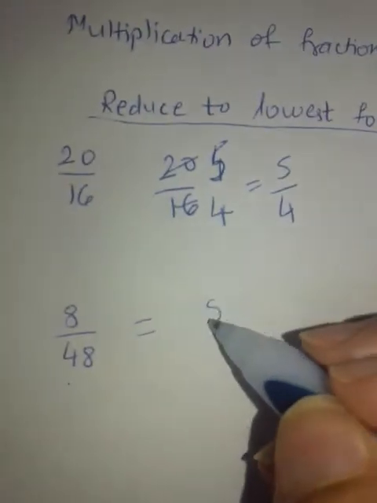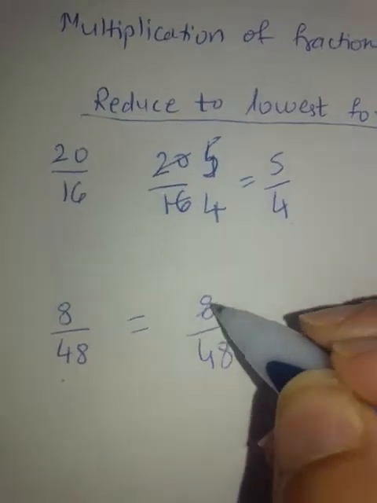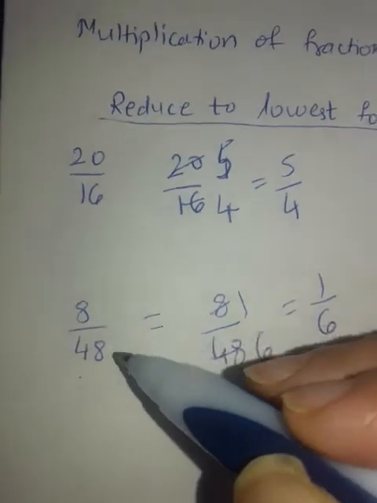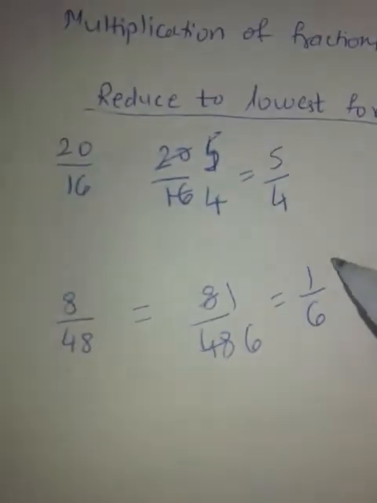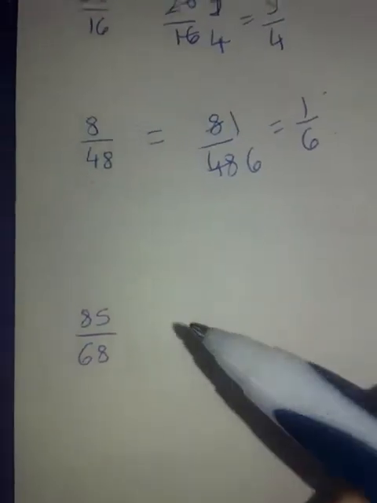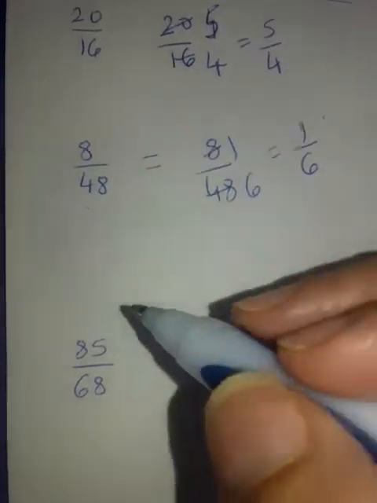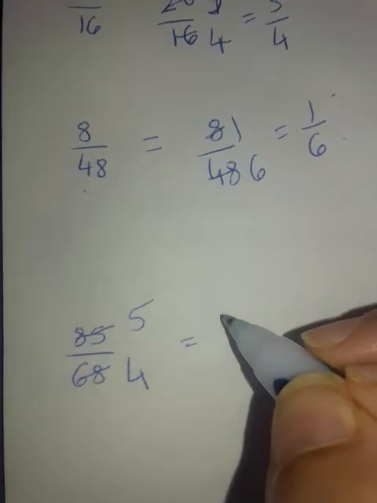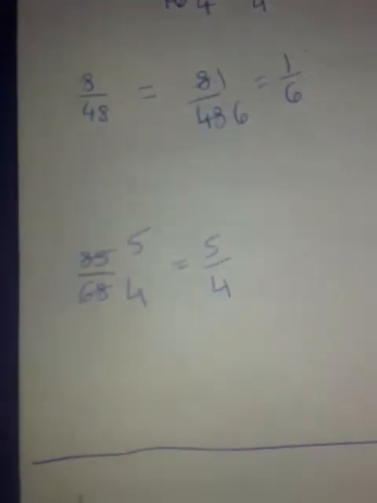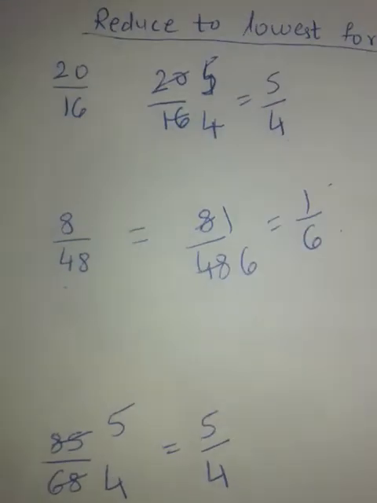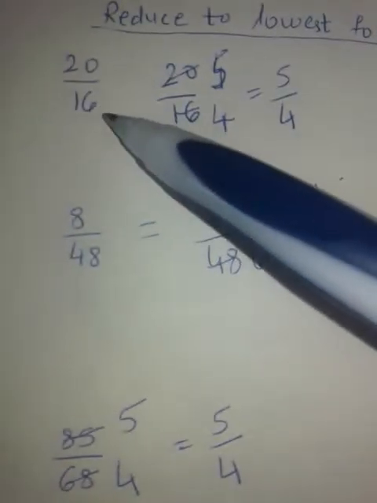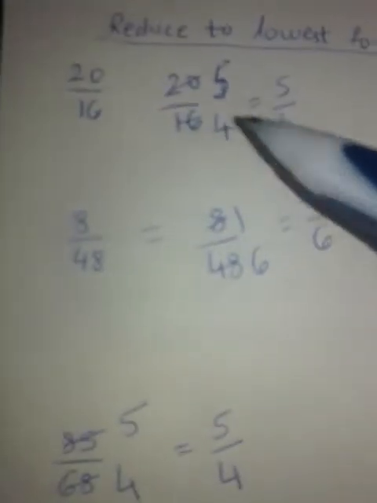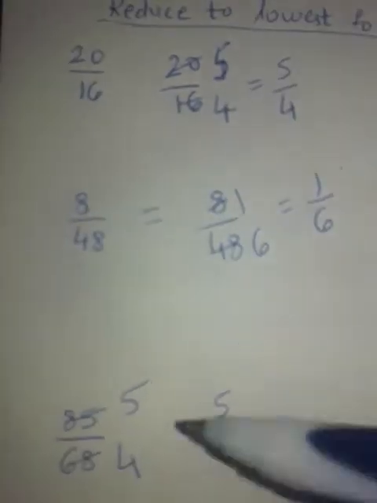8 upon 48. 8 ones are 8, 8 6s are 48. So the value of 8 upon 48 is the same as 1 upon 6. 85 upon 68. 17 5s are 85, 17 4s are 68. So this is 5 upon 4. So what did we do here? We divided numerator and denominator by the same number. That is very important, so that the value remains constant.